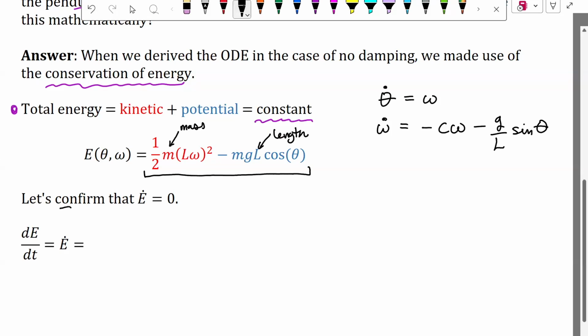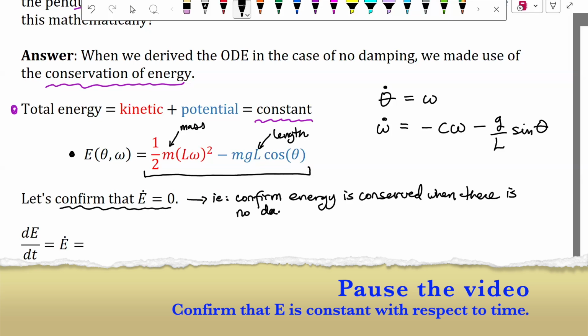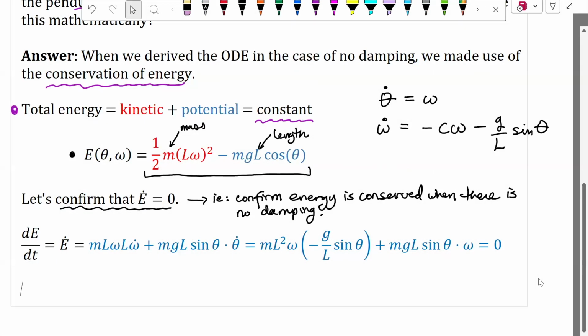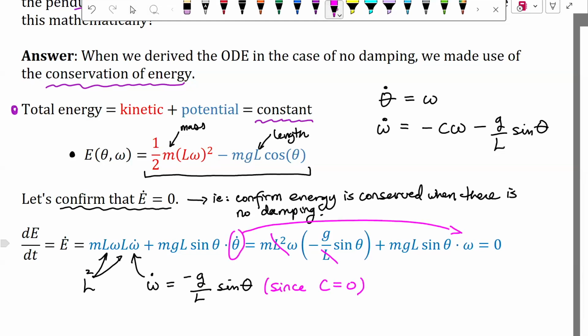Now we would like to confirm that the derivative of this energy function is in fact constant if we have conservation. Pause the video and take the derivative and confirm for yourself that dE/dt is in fact 0. Here is the result of taking the derivative. Remember that the derivative of theta is omega, and when we sum everything together, we do show that the derivative of the energy is in fact 0. Let's go to the next page to see what this implies.